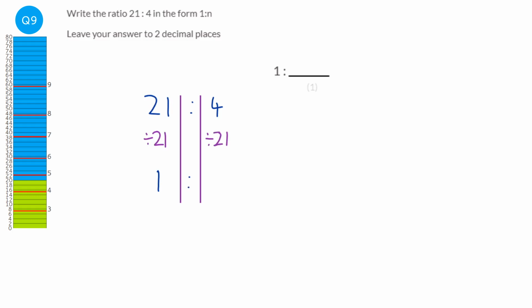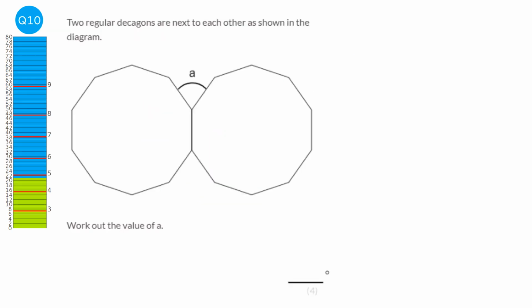So 21 divided by 21 is 1. Perfect, that's what we wanted. 4 divided by 21 is 0.190... It says it wants it to 2 decimal places, so it's going to be 0.19.